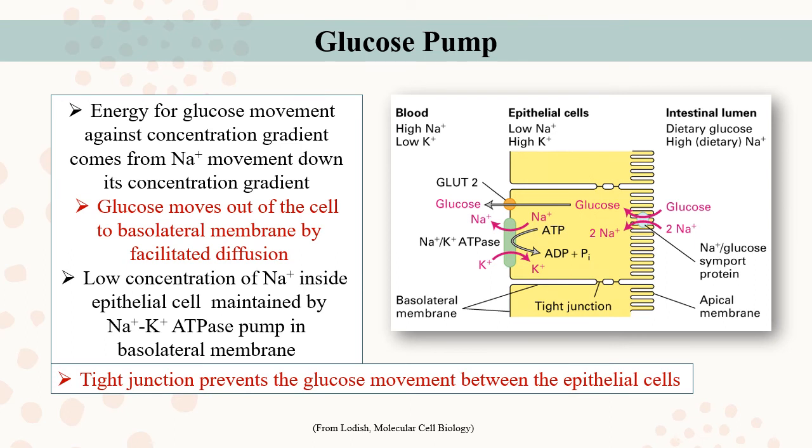Glucose moves out of the cell across the basolateral membrane by facilitated diffusion. The low concentration of sodium inside the epithelial cell is maintained by the sodium potassium ATPase pump in the basolateral membrane.